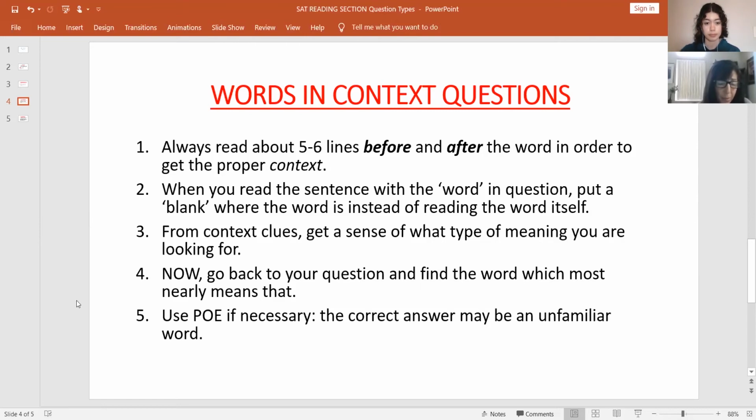And then on number 5, it says use a process of elimination if necessary. The correct answer may be an unfamiliar word. So it may be an oddball word, and you say, oh, it doesn't mean these 3, but I don't know what this is. That's not a reason to not pick it. Just be sure that it's not the other 3, and then go with the unfamiliar word. If you're taking a practice test, write down the unfamiliar word, and you might see it on a test.